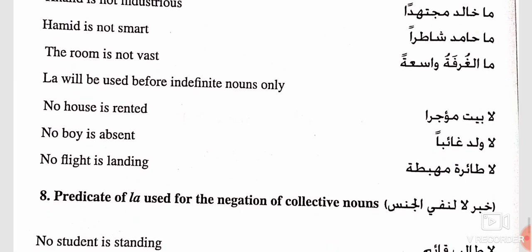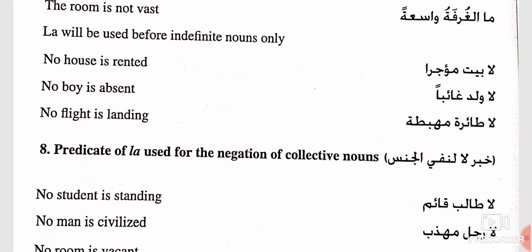La will be used before indefinite nouns only. La baytun mujra. No house is rented. Bayt is raf'a because it is the ism of la. La waladun ghaibun. No boy is absent. La ta'iratun muhbitatun. No flight is landing. So walad, bayt and ta'ira, these are all the ism of la and it is raf'a.